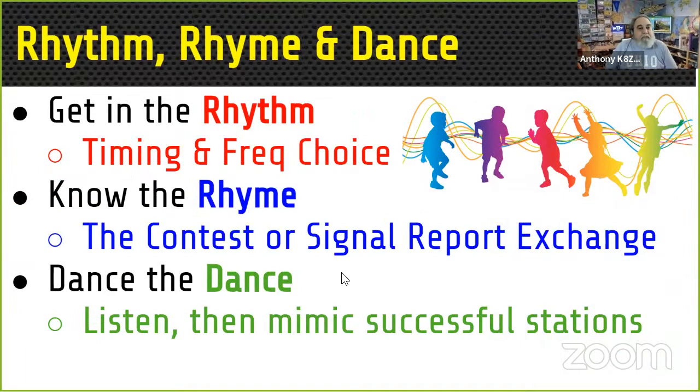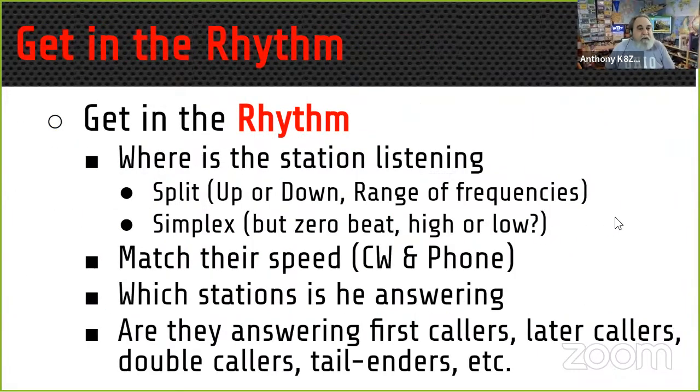So what is the rhythm, the rhyme, and the dance? Well, they refer to different aspects of making contacts. The rhythm is really the timing and frequency choice. The rhyme is the contest exchange, the signal report exchange, the actual contact itself. Dance the dance is listening to, then mimicking successful stations in the way that they make their contacts. So let's jump into the rhythm first.